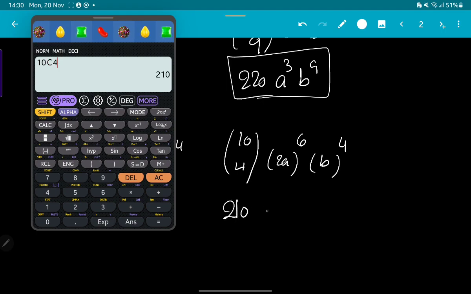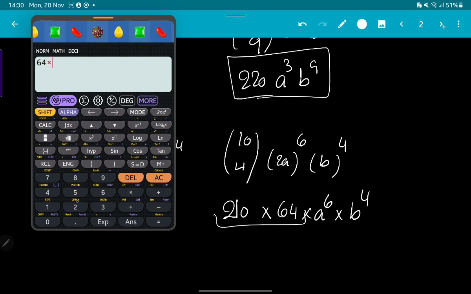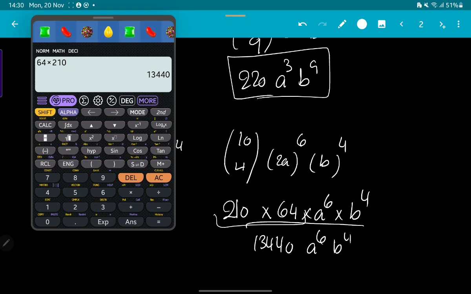is 210, multiply 2 power 6, 64, multiply a power 6, multiply b power 4. So we work out the value of 2 power 6. We can do this by the calculator. 64 multiply 210, which is 13440, a power 6, b power 4, and this is the final answer.